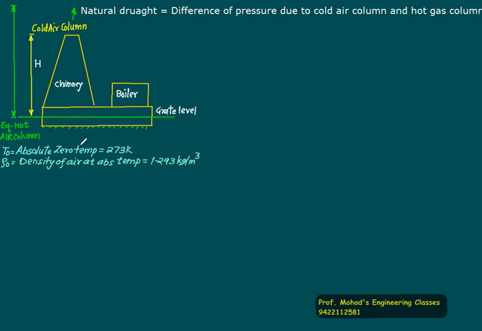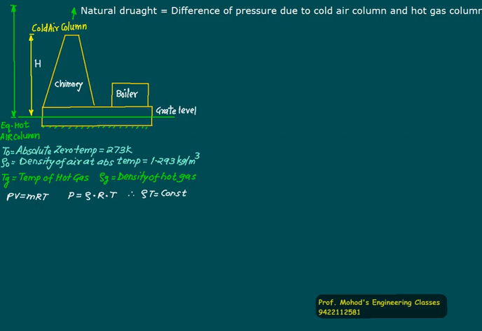T0 is the absolute zero temperature, equal to 273 Kelvin. Atmospheric pressure is 1.01325 bar. So rho 0 represents the density of air at temperature T0, which is 1.293. So T0 is 273 and rho 0 is 1.293, taken as standard values. Tg is the temperature of hot gas and rho g is the density of hot gas.